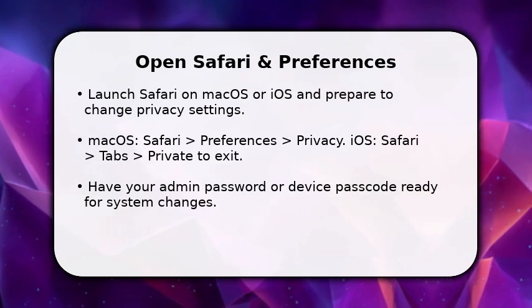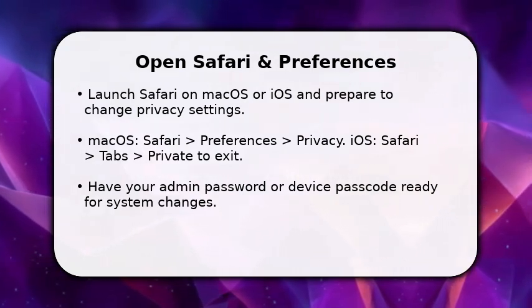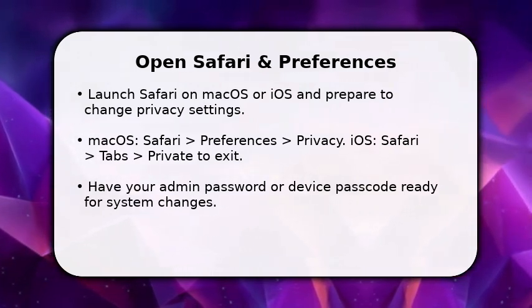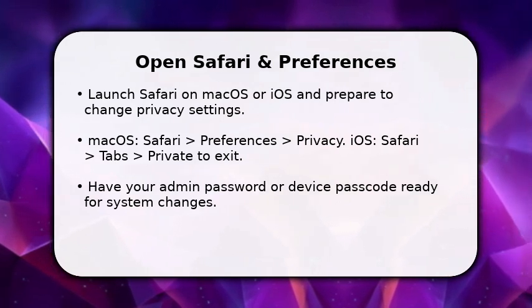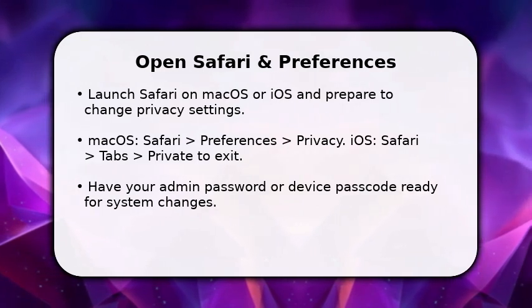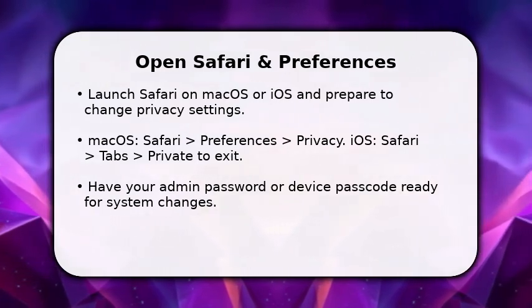Once done, make sure you can enter your admin or device passcode if Mac OS prompts. You do this because leaving private mode and accessing the privacy pane exposes the specific toggles we'll change next. Don't skip these steps, or you'll miss the switches that disable protections.